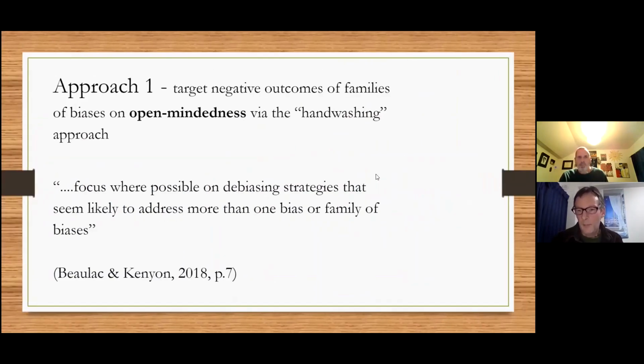Okay, that leads us into our first suggestion for teachers who are interested in preventing and mitigating cognitive bias, which is targeting open-mindedness. We know that cognitive bias can reduce open-mindedness. We would like to suggest a hand-washing approach as a practical way of looking at this. Bulick and Kenyon have suggested focusing on groups of biases. That's what the hand-washing approach does.